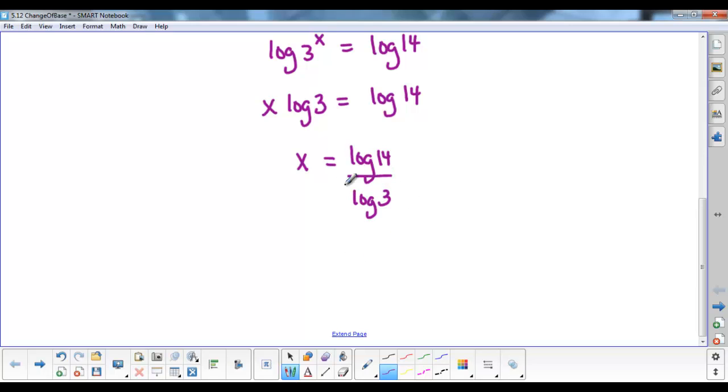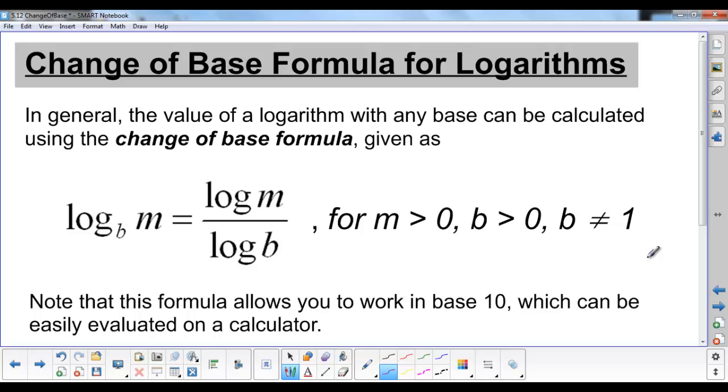Now this is something we can do on our calculator because it's both log base 10. So take out your calculators and try log base 10 of 14 divided by log base 10 of 3. And you should get 2.4022. So that's basically how the change of base works.